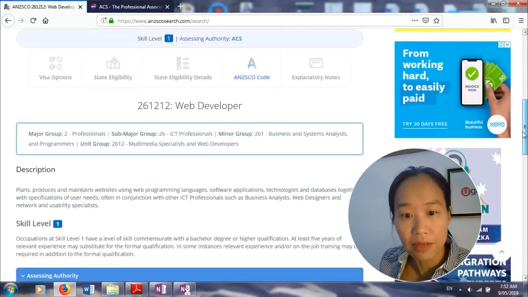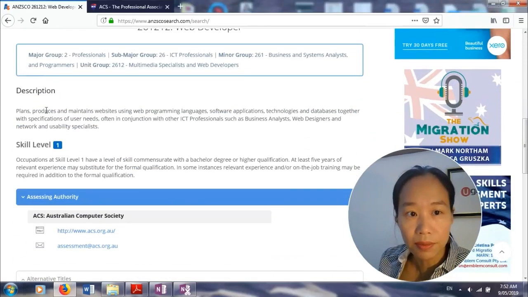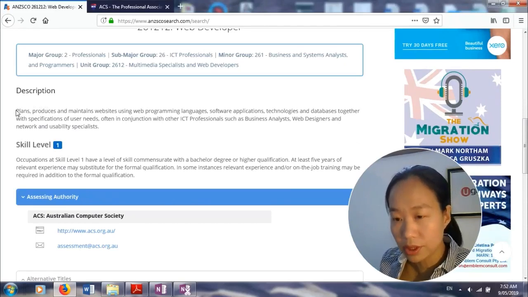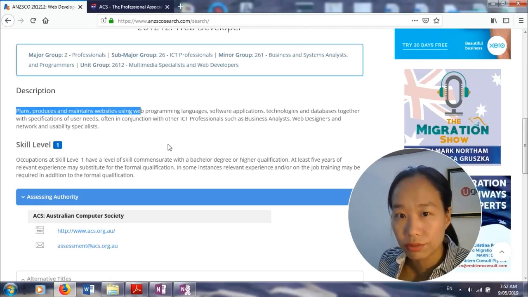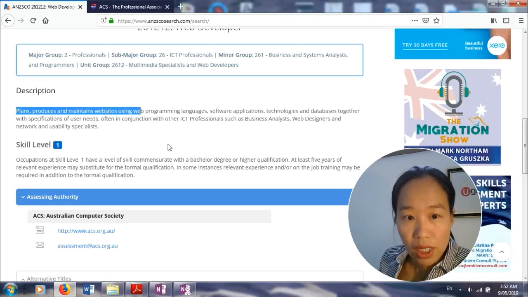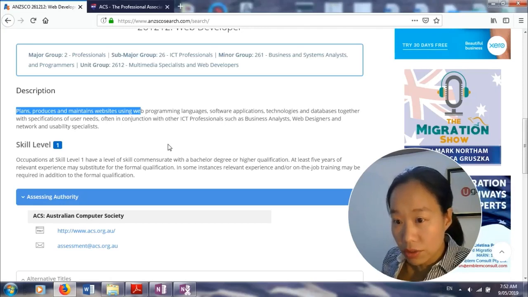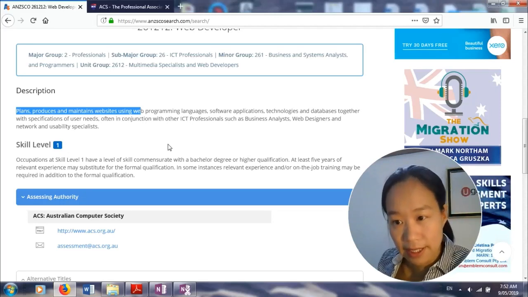So web developer, let's have a look. This is the job description according to the Australian Bureau of Statistics. It plans, produces and maintains websites using programming languages. So it's really about web developers. This occupation requires 1 year of work experience, 5 years of work experience and a bachelor degree. So if you don't even have a bachelor degree, is it okay? Can you still have a positive outcome for your skill assessment? My answer is yes, you can get it.